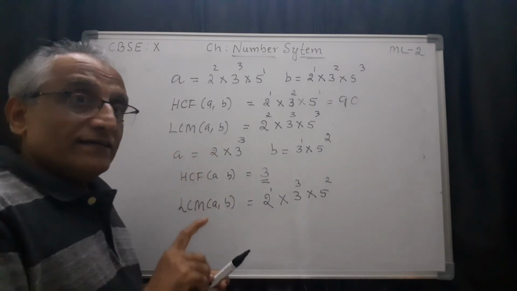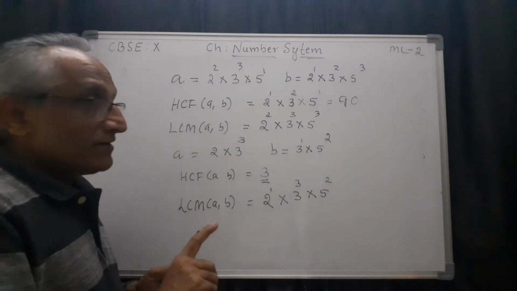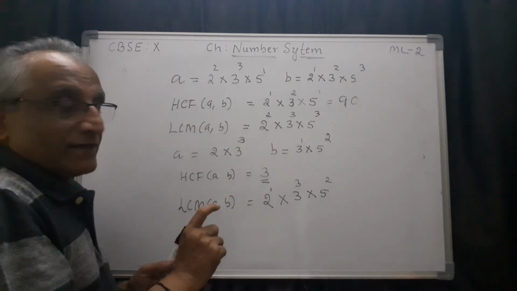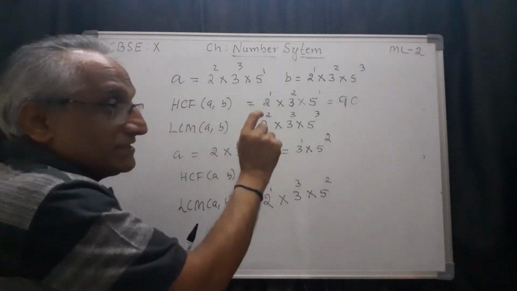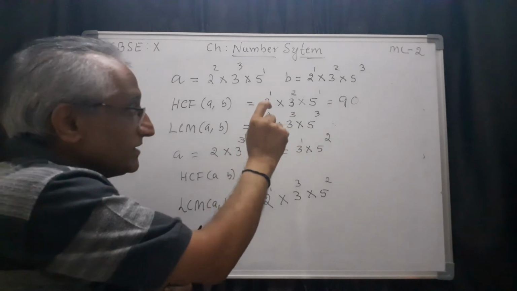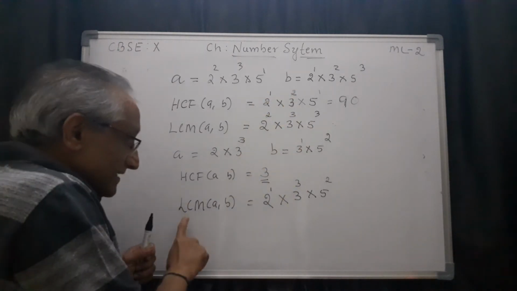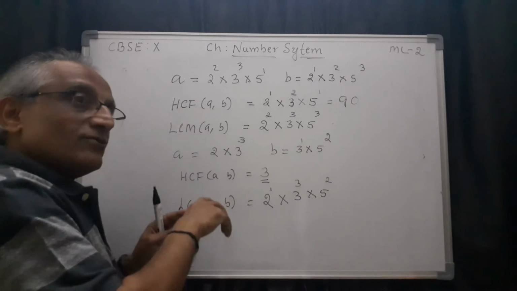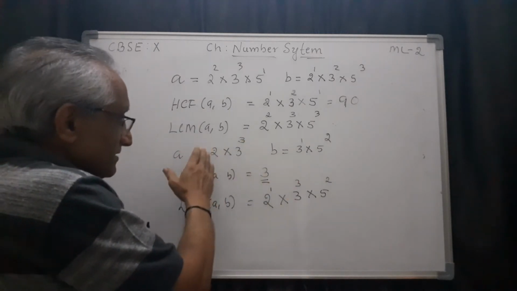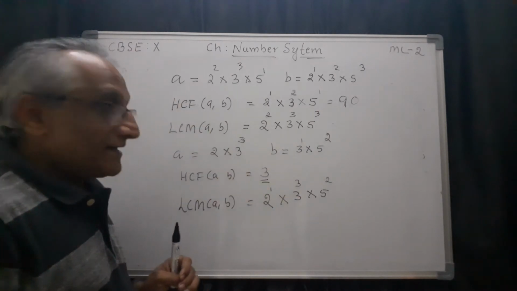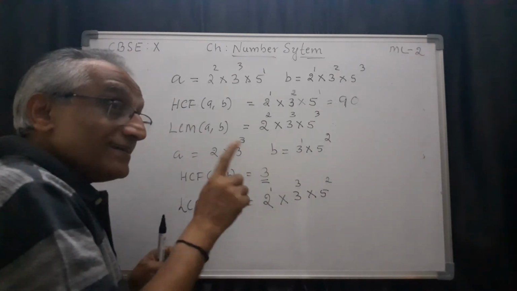Whenever you want to find the HCF and LCM, for the HCF what you have to do is take only the common factors. Among the common factors, whichever has the least power, that you have to write. That's the method. For the LCM, you have to write all the factors, whether present in the first one or in the second. Then you have to write the highest power.